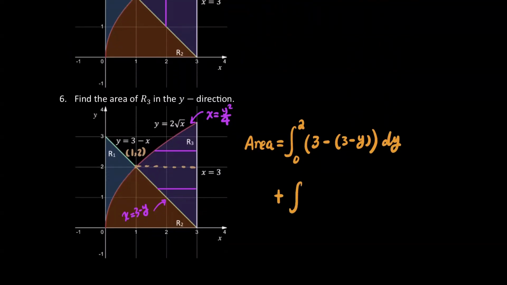The second part, the upper portion, it goes from 2 to, okay? So we gotta know that intersection here. It has x coordinate 3, but what's the y coordinate? If you're plugging 3 into the function 2 root x, the y coordinate is 2 root 3. So that's where we stop. Function to the right minus function to the left.